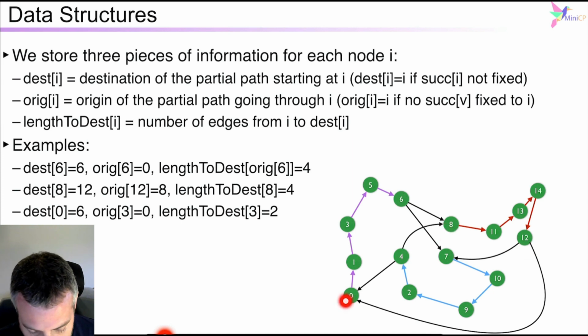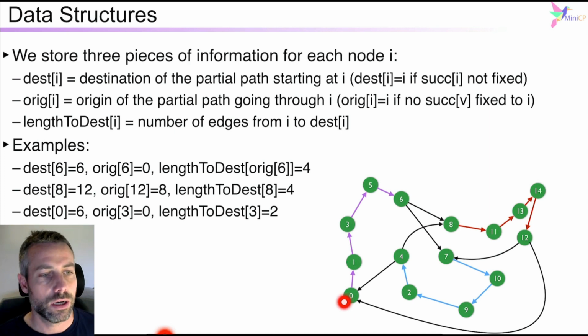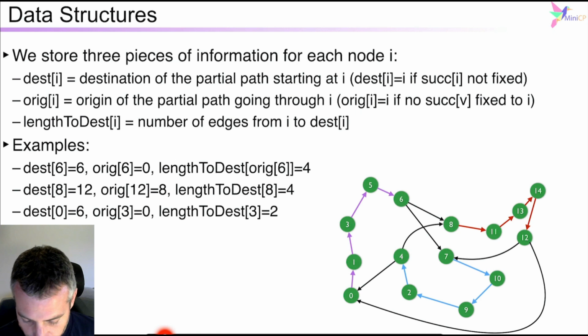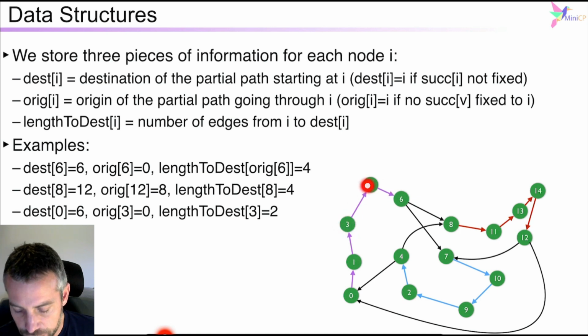If we consider 0, the length to the destination of the partial path at node 0 is 6, because we have 6 as the destination of this partial path. The origin of 3, you see that it's 0. So these variables are also valid in the middle of a partial path: the origin of 3 is 0. The length to the destination of node 3 is only 2, because we need 2 more edges to reach the end of the partial path going through node 3.